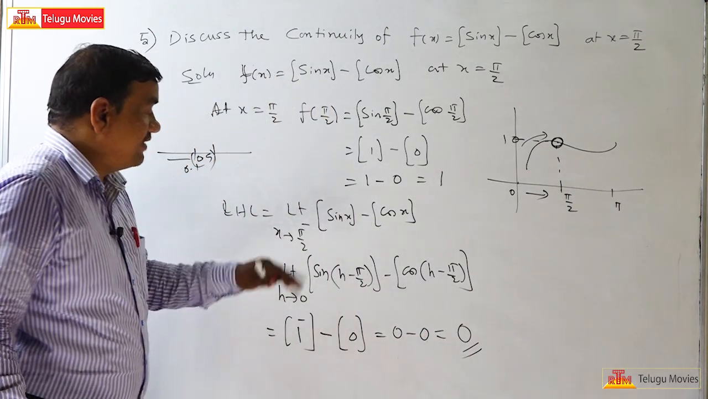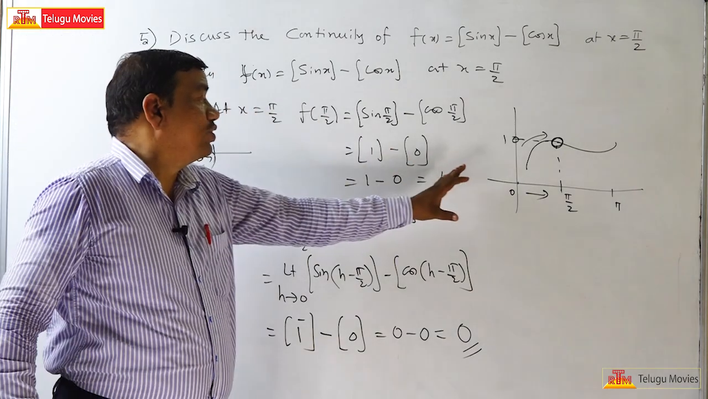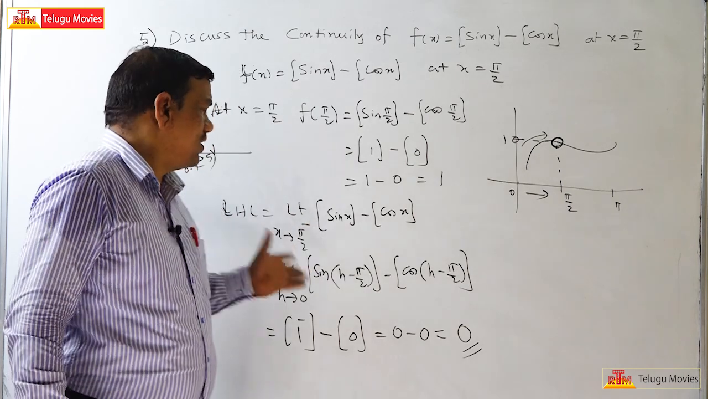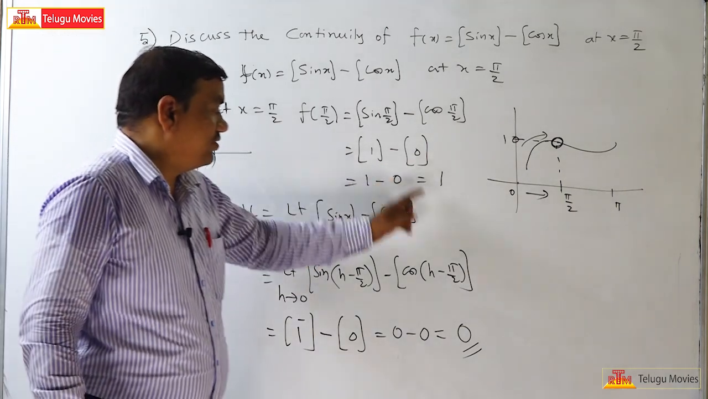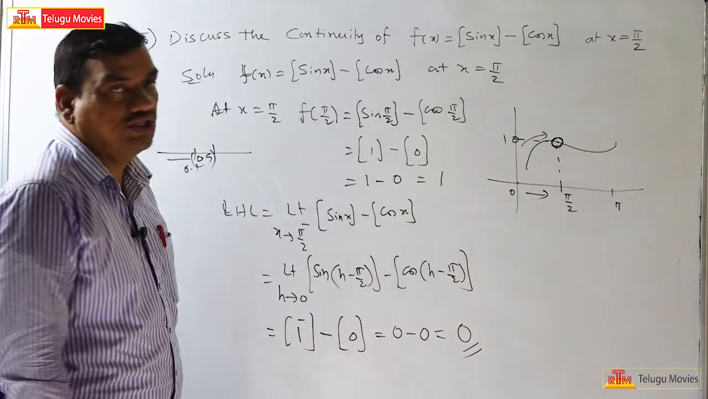That means the left hand side limit we got is 0, whereas at x is equal to pi by 2 we got 1. So here there is no need to find out the RHL. Therefore, since these two are not equal, the function is not continuous at x is equal to pi by 2.